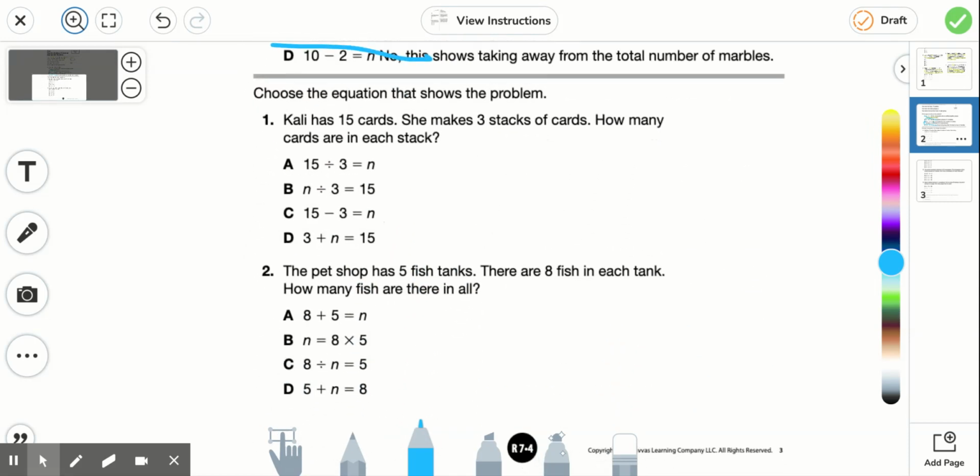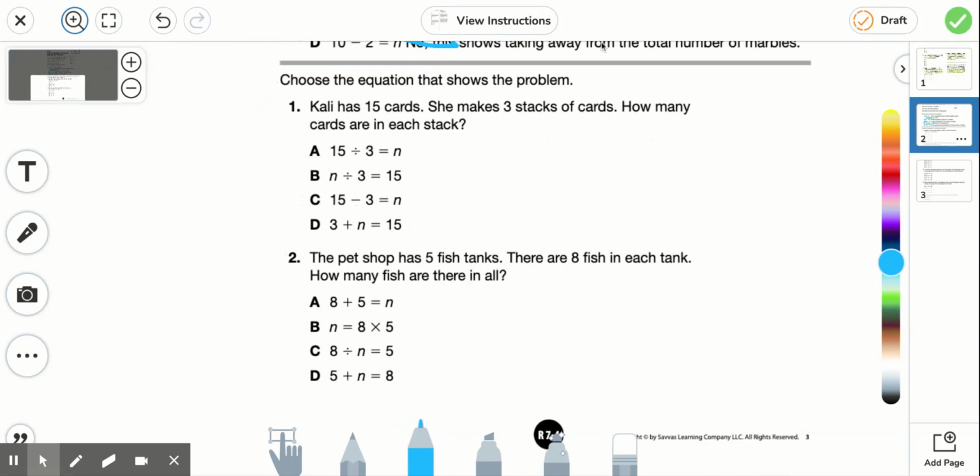Here we go. Let's look at number 1. Choose the equation that solves the problem. Callie has 15 cards. She makes 3 stacks of cards. How many cards are in each stack? So 1 stack, 2 stack, 3 stacks. And we know that they are going to be the same.